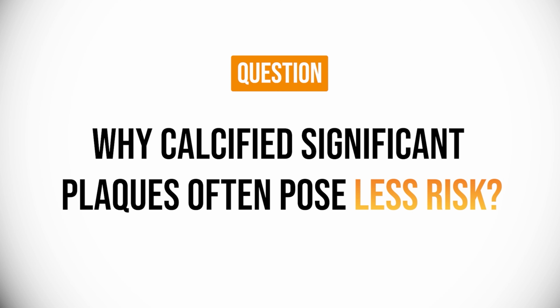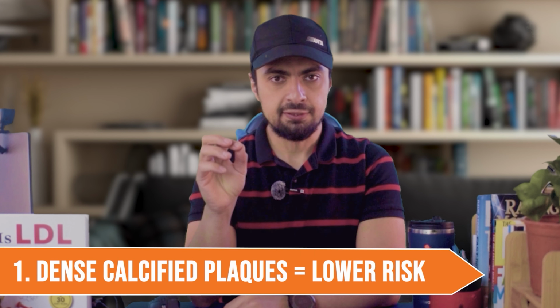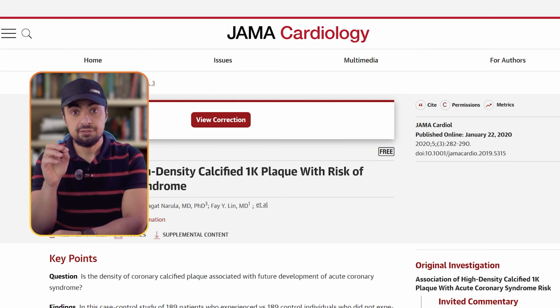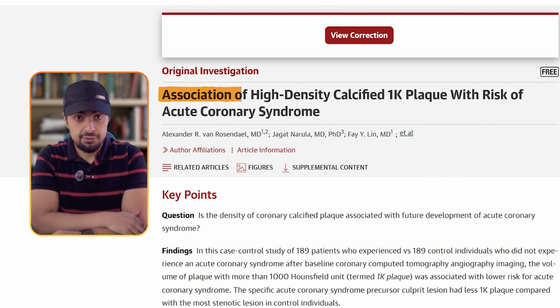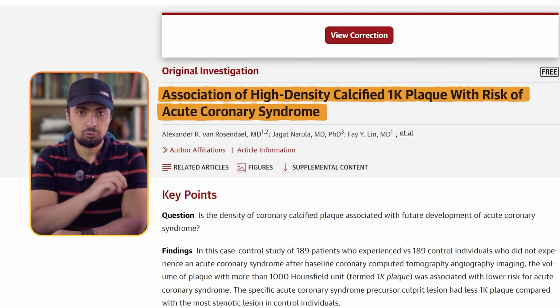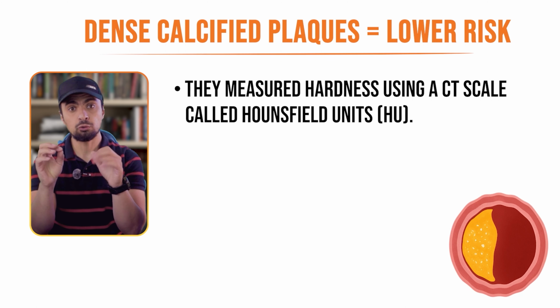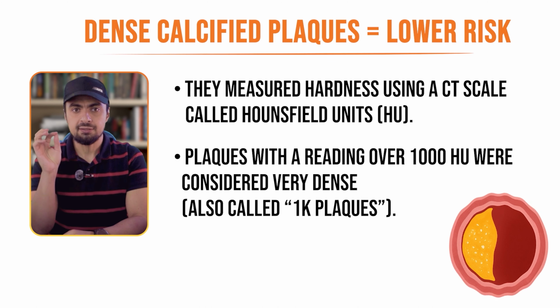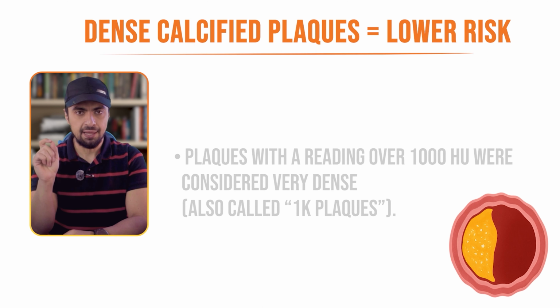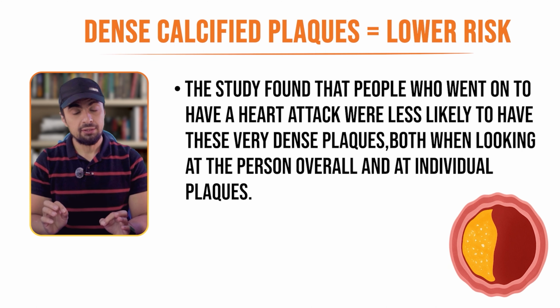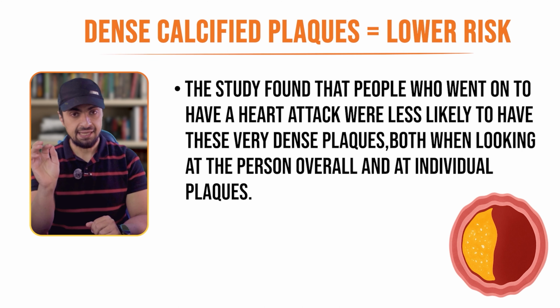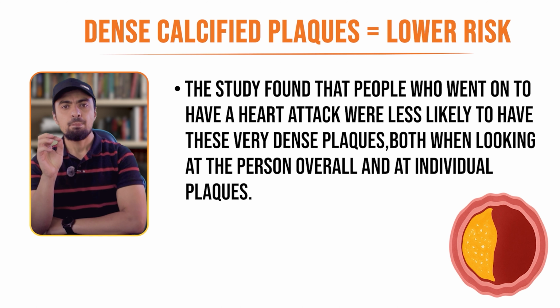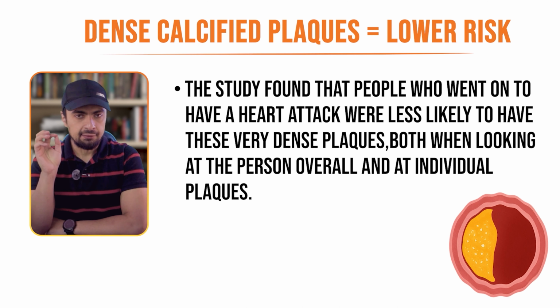Why do calcified significant plaques often pose less risk? Dense calcified plaques often pose lower risk, according to a major study in JAMA Cardiology. It looked at whether the hardness of a plaque on a CT scan was linked to the chances of having a future heart attack. They measured hardness using a CT scale called Hounsfield units, HU. Plaques with a reading over 1000 HU were considered very dense, also called 1K plaques. The study found that people who went on to have a heart attack were less likely to have these very dense plaques, both when looking at the person overall and at individual plaques.